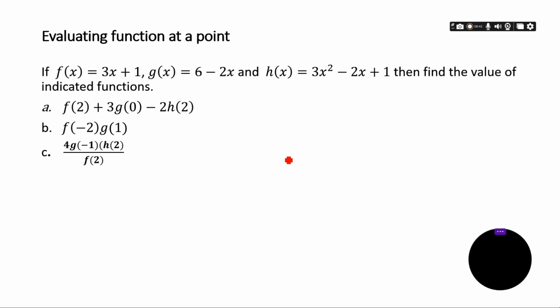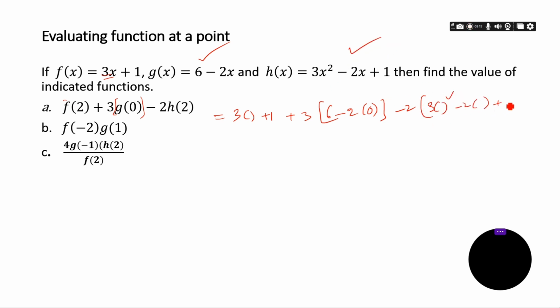Evaluating functions at a point. This is important. Like this also, one question in the exam will come. F of 2, g of 0 minus h of 2. Here we have to write this as 3 into bracket plus 1. X you remove, keep one bracket, plus 3 times in bracket. G of 0 means 6 minus 2 into bracket, minus 2 into h of 2, here open plus 1.